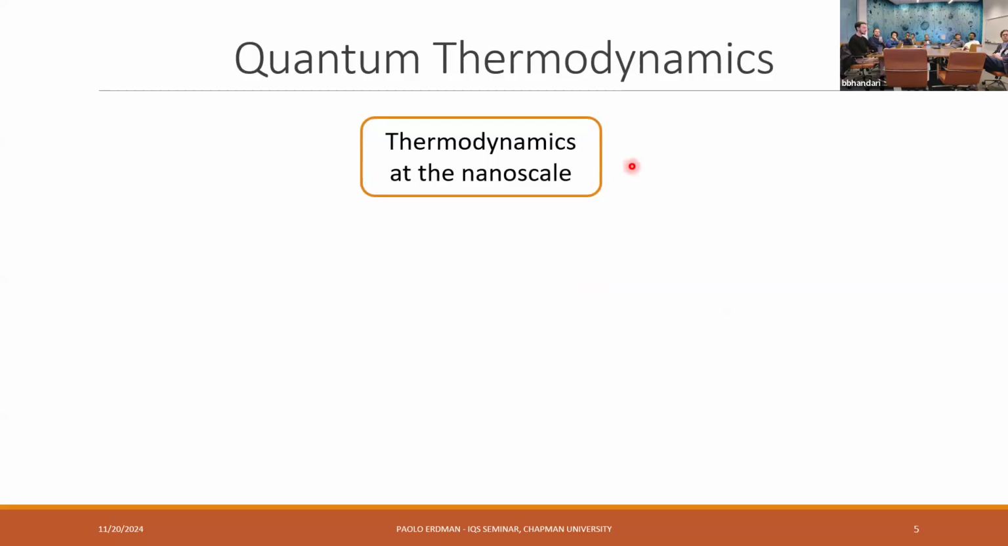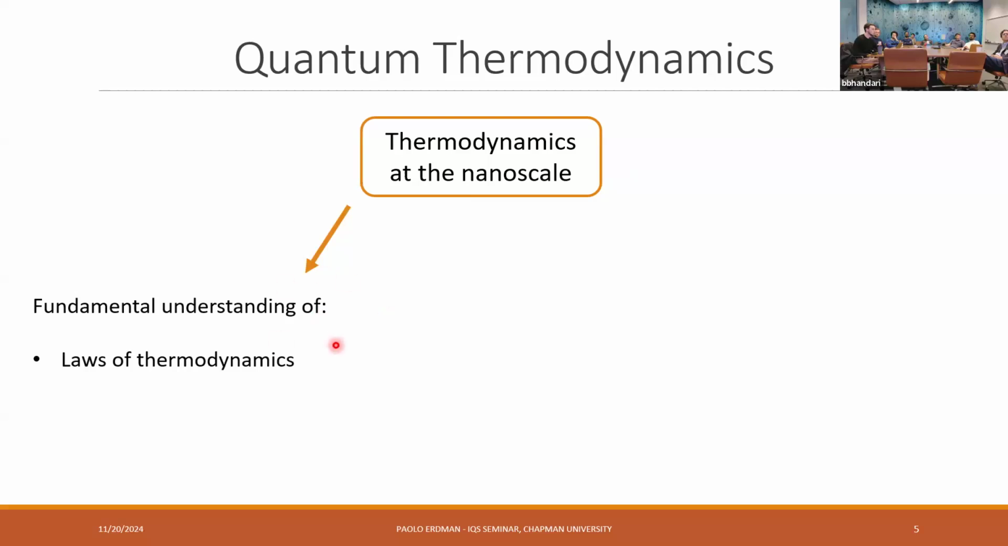So what is quantum thermodynamics? In a nutshell, it can be described as the application of thermodynamics at the nanoscale. Thermodynamics was developed with large systems in mind, with macroscopic objects, gases, and liquids, and so on. Now people are trying to understand how to apply these concepts to something that is really small, to a few electrons or few atoms, few ions, or even something as small as a qubit.